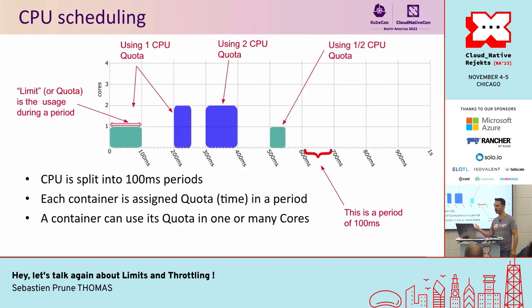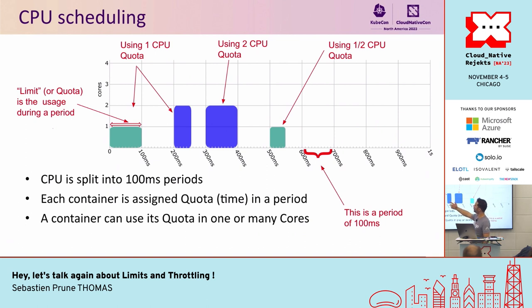So how are limits working? That's the fundamental. You think your pod is going to use, let's say, 2 CPU. So you say, okay, limits 2 CPU, because my pod is very CPU intensive. I need 2. What is happening in the system is you're not going to get 2 CPUs reserved for you straight away. In the kernel, the CPU time is split in 100 millisecond sections. When you define a limit, you get some part of the time during this section.